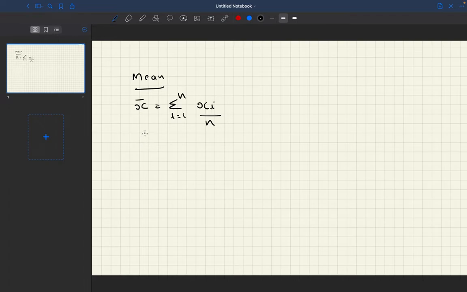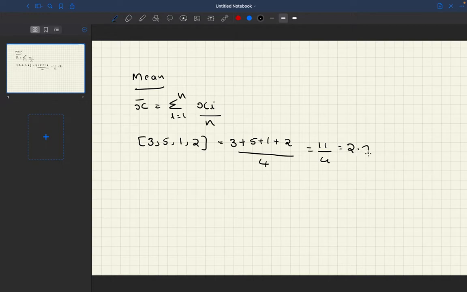Consider, for example, that we have a set of data 3, 5, 1, 2. Here we need to calculate the mean of the data, which is 3 plus 5 plus 1 plus 2 divided by 4, which is 11 by 4, which is equal to 2.75.